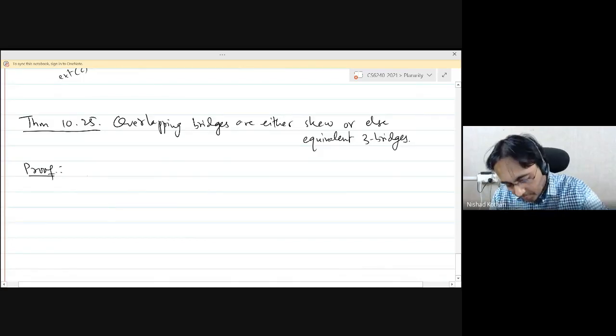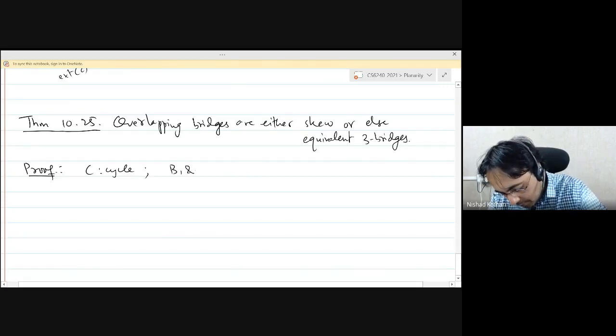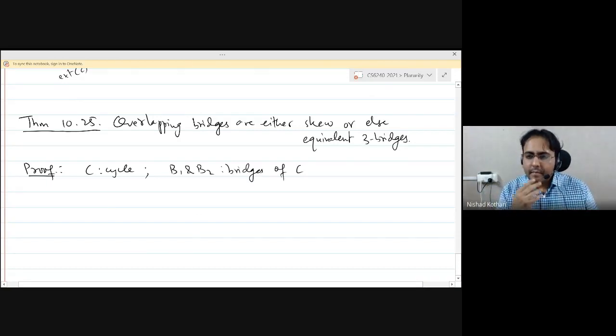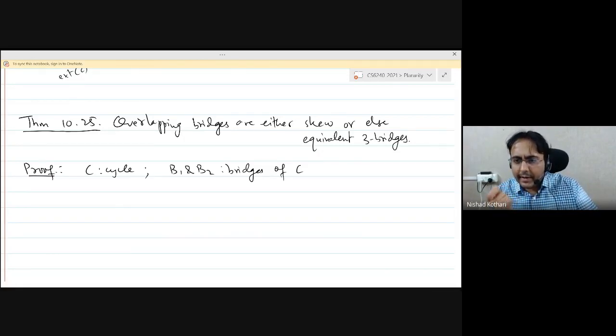So supposing we have a cycle C and we have two bridges B1 and B2. Observe that if any of them has a single vertex of attachment, then clearly they avoid each other, because that vertex of attachment, it's only one, so it will have to belong to some segment of the cycle induced by the other bridge. Okay, so in this case there is nothing to prove.